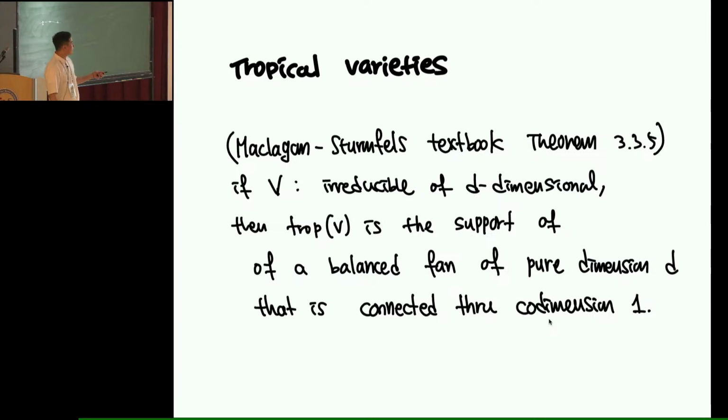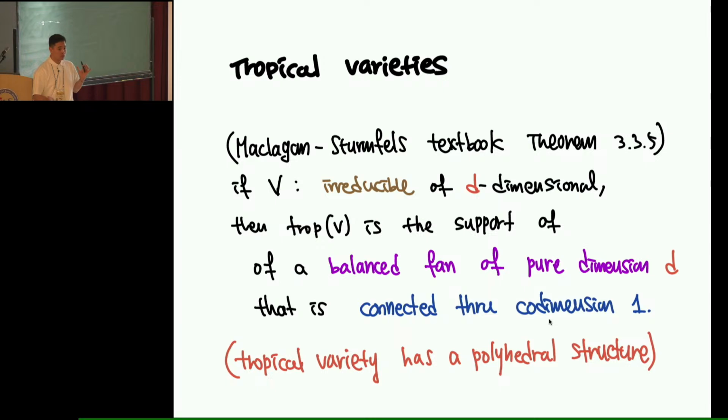So for the tropical variety, you don't really need to read this statement here, but what I want to say is, if you have an irreducible variety, then its tropical variety has a nice polyhedral structure. So when you have a variety, by taking the tropicalization, then you can understand that variety in terms of polyhedral geometry and combinatorics. So this is why I was really excited to study tropical geometry.